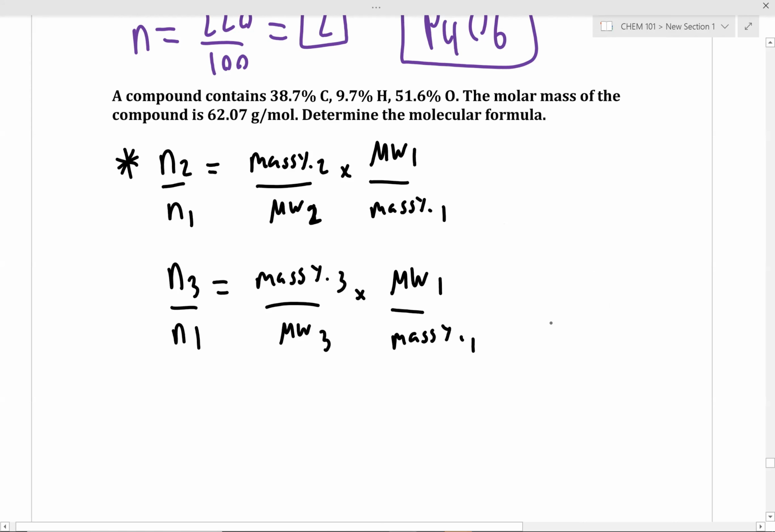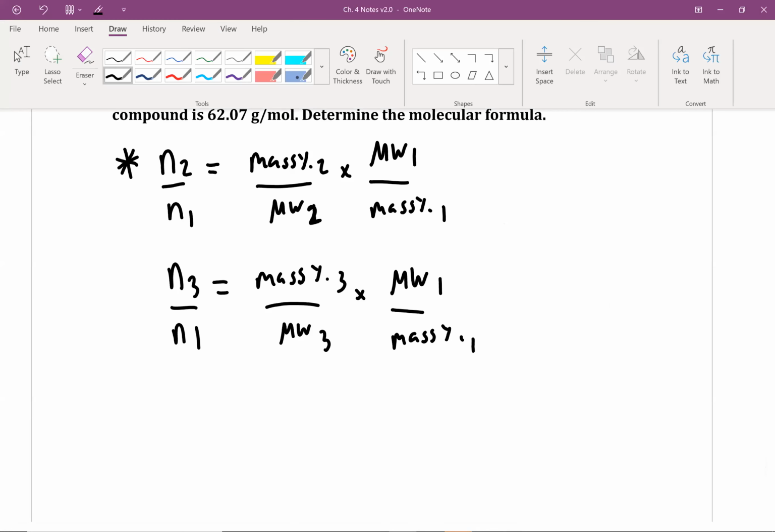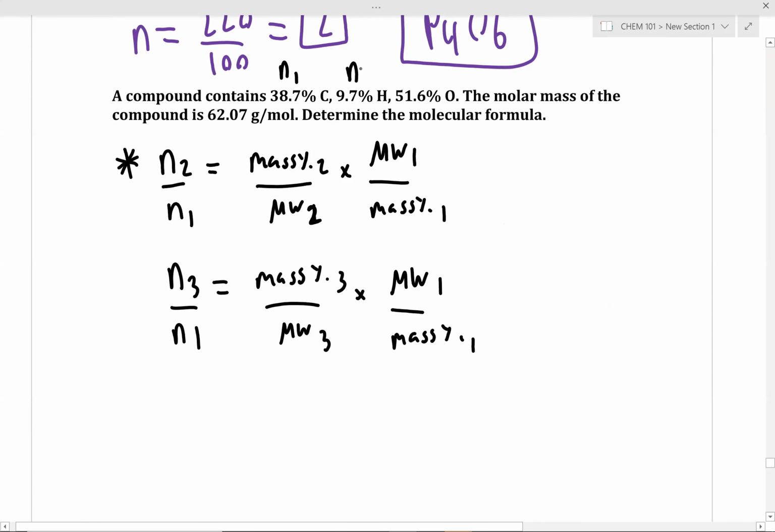I'm going to label carbon as N1. It's perfectly arbitrary, and it doesn't matter what you label as N1, but I'm just going to pick carbon since it's the first one. Makes my life easier. Next, I'm going to label hydrogen as N2, and let me use a different color pen for that.